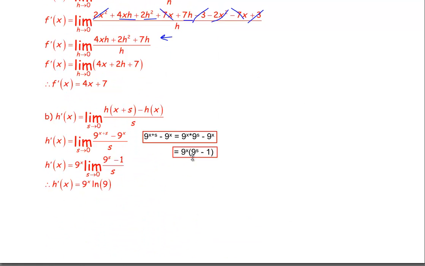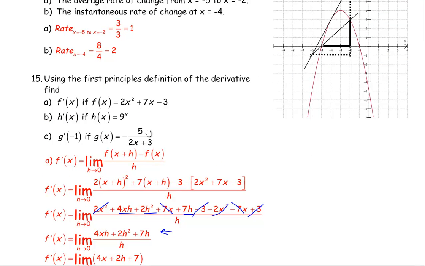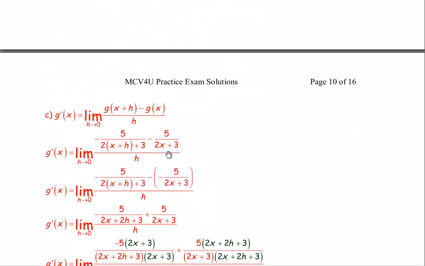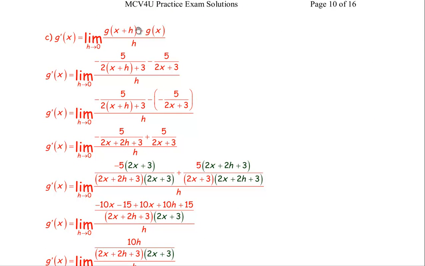And one last function, if you forget what it looks like, it's negative 5 over 2x plus 3 that we're differentiating here. And so I'm going to call it g of x. It's g of x in this case. So we're finding g prime. And so we put x plus h in place of x. Remember, it was negative 5 over 2x plus 3. So we put the x plus h in place of x here. And then this is the g of x function here.